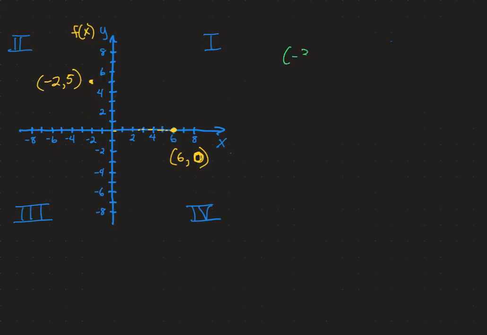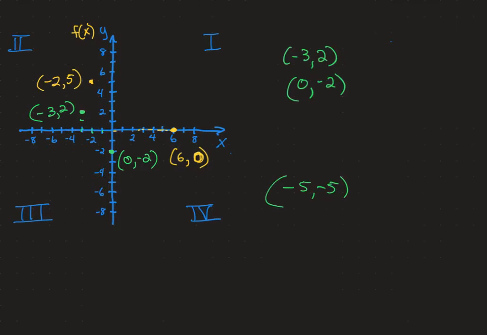Likewise, if I listed some coordinate points, you could tell me where these are located. So -3, 2: 1, 2, 3 in the negative x direction, and +2 in the y direction. It's always a good idea to label your points so you are very clear to yourself and to whoever is reading your information as to what you have done. And -5, -5, that would be 1, 2, 3, 4, 5 and 1, 2, 3, 4, 5.